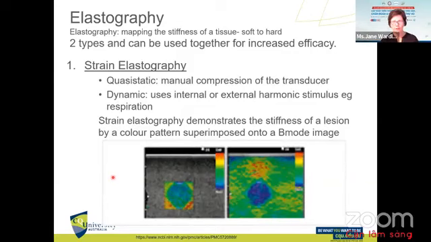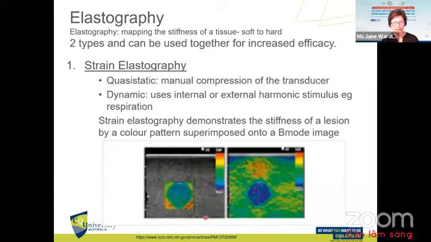Strain elastography uses a manual compression of the transducer. The operator will need to push down with the probe onto the mass, and then the ultrasound machine does its calculations to give a colour overlay of the mass on the screen. The dynamic form of strain elastography uses internal or external harmonic stimulus. It might be the patient breathing that causes the pressure for the machine to decide whether this mass is hard or soft.